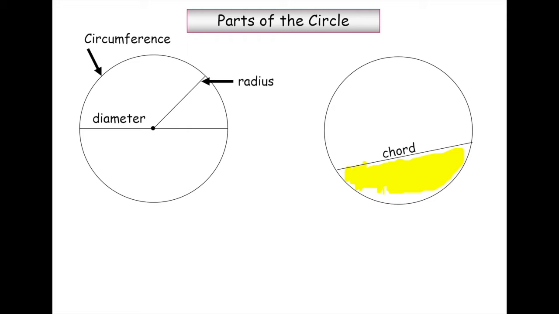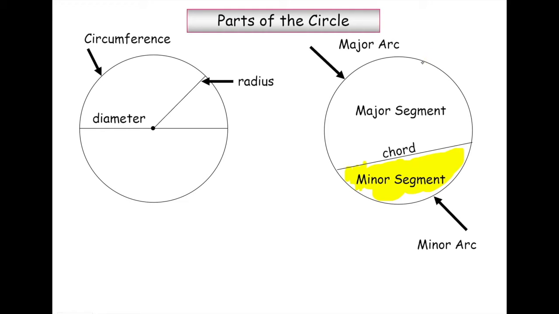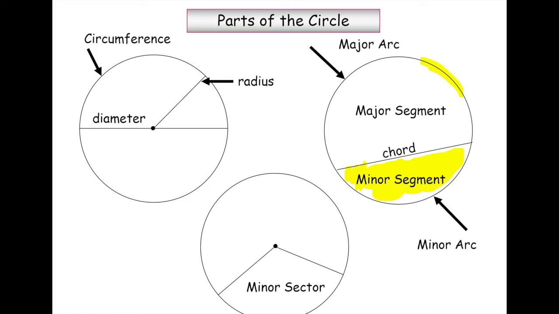And the smaller shaded part would be called the minor segment, and then the larger one would be the major segment. If you have part of the circumference, so for example with me highlighting here, that part is called an arc. And then if you have, for example, a slice of pizza, that's what it looks like anyway, that is called a sector. And we'll be finding the area of these sectors in today's lesson.